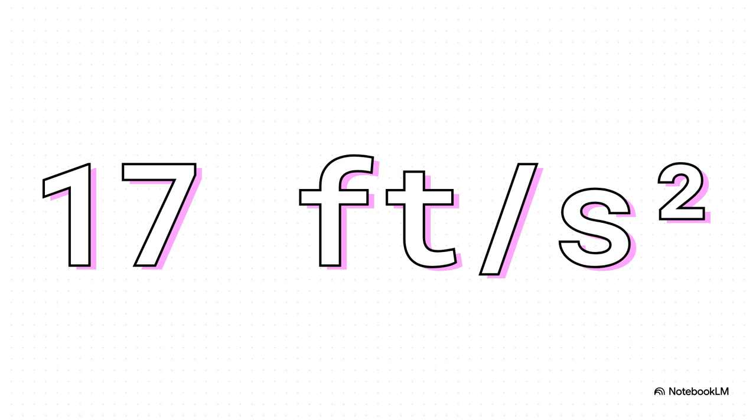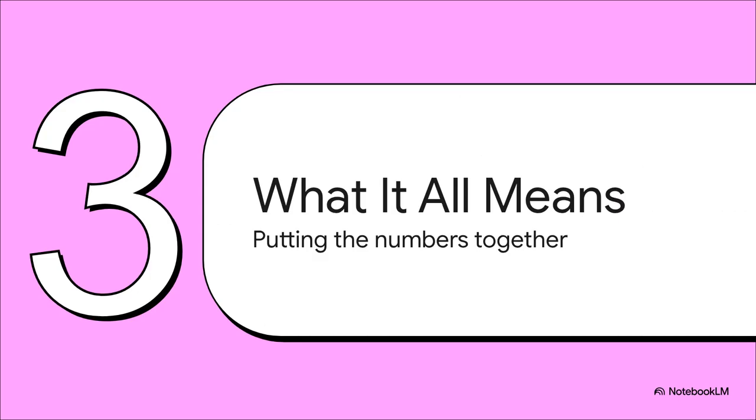So what does that mean? It means at the 5-second mark, the snowboarder's speed is increasing by 17 feet per second every single second. They are picking up speed, and they're doing it fast. So we did it, we have our 3 numbers, we've done all the math, but what do they really tell us when we look at them all together? Let's paint the full picture.